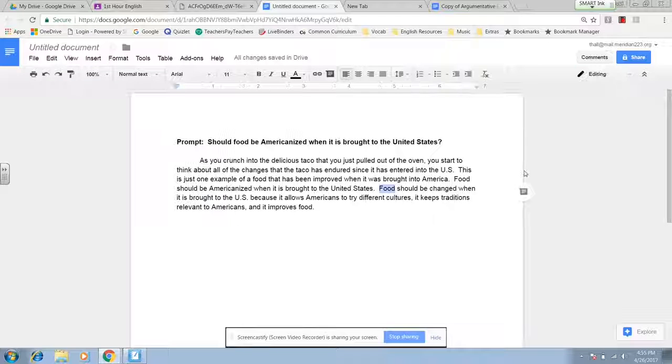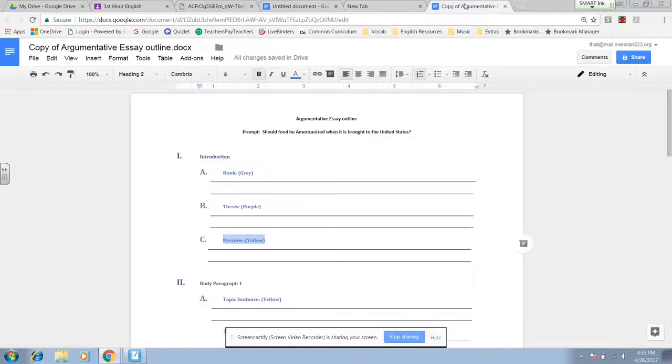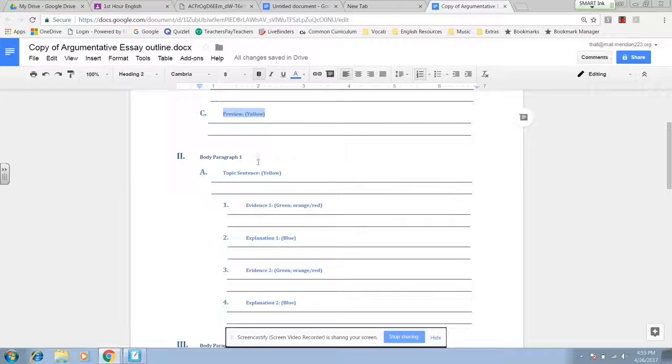So remember, if you're good at this, your job is to look for bigger vocab words, make your hook even more impressive. So that's your job if you're really good at it. Think of ways you can improve it. My next job, if I go back to my outline, is to come up with my topic sentence. And remember, our topic sentence is yellow because it comes right from my preview.